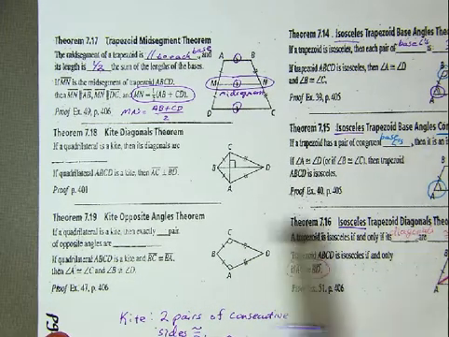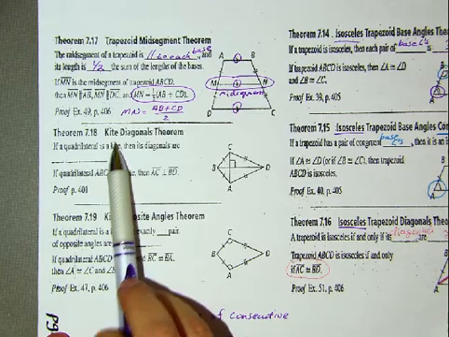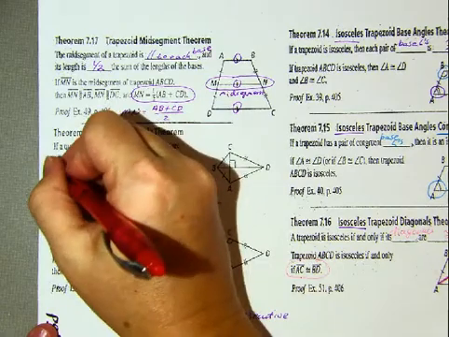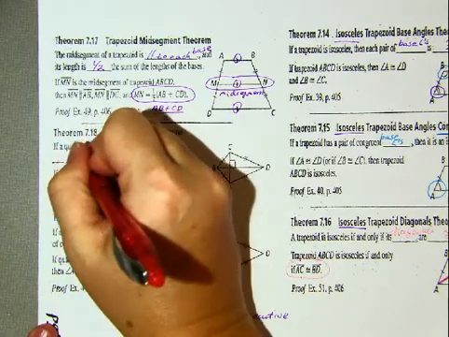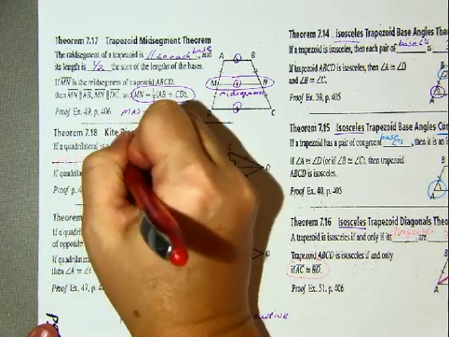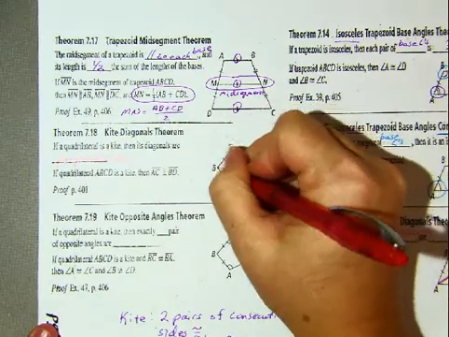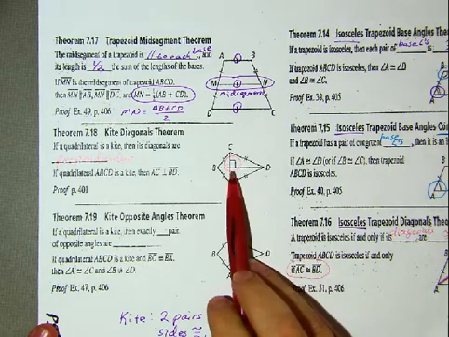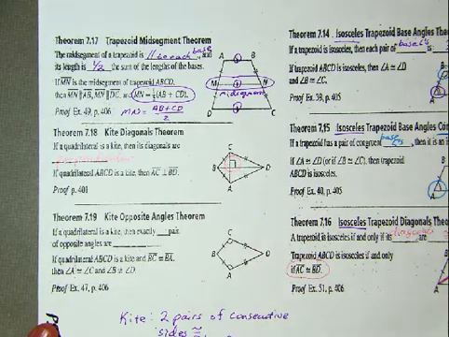So then the next piece, we have the kite diagonals theorem. So it says that kite diagonals, if a quadrilateral is a kite, then its diagonals are perpendicular. Perpendicular. And we're going to circle that 90-degree angle there. So if a quadrilateral is a kite, then we're going to have perpendicular diagonals.